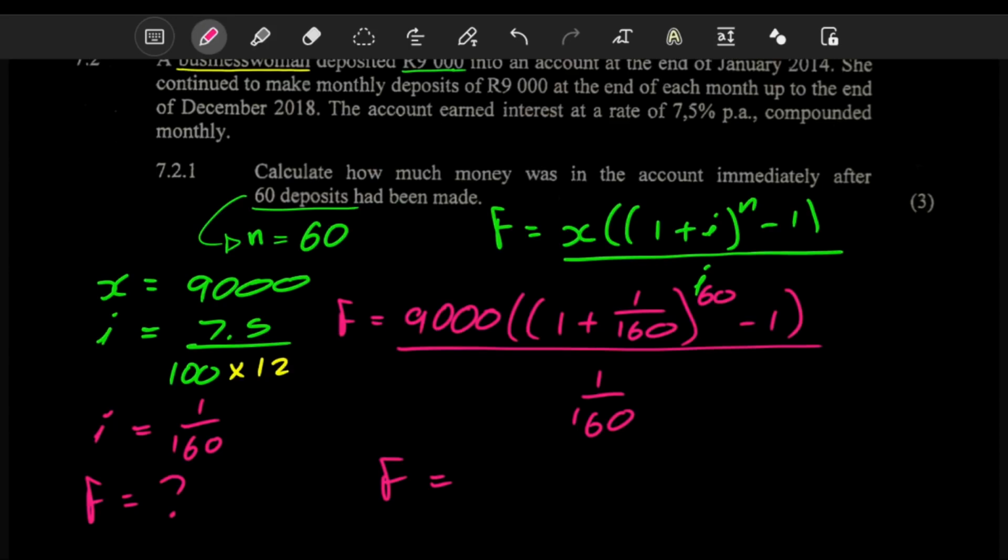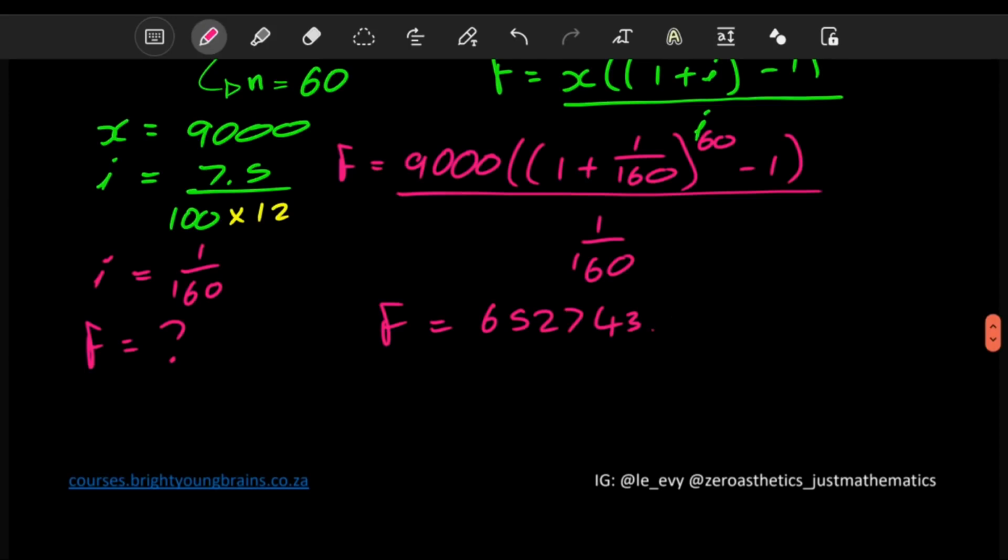This is out of to the power of 60. And then, because I had taken out the stuff from the calculator and I was busy calculating what 9K times 60 is, now I'm just redoing it, putting the stuff in the calculator. So after the 60 deposits, she's going to have 652,000. Let me write that down. 652,000 743.95.